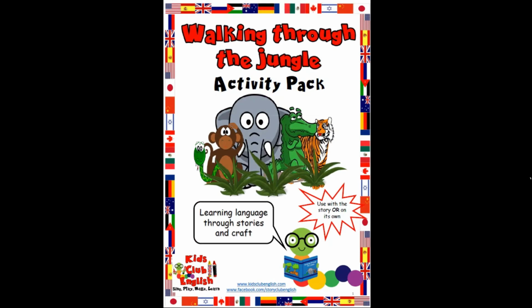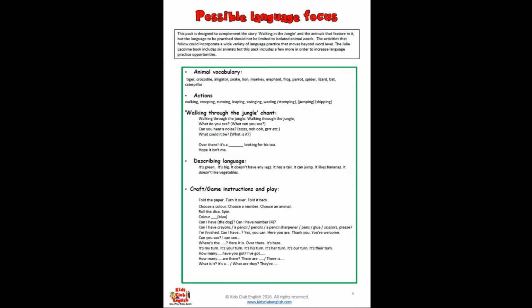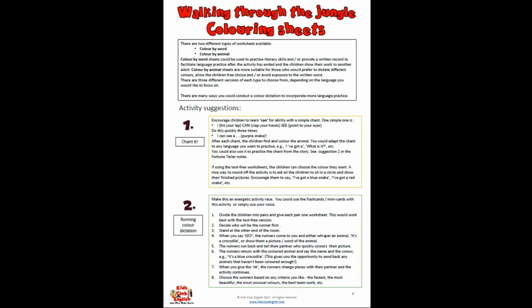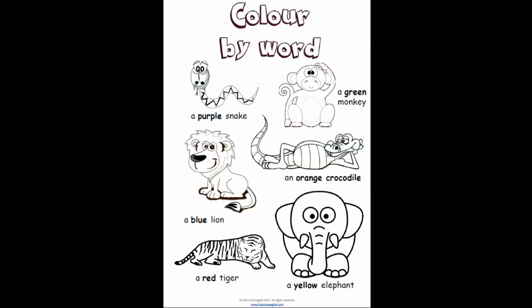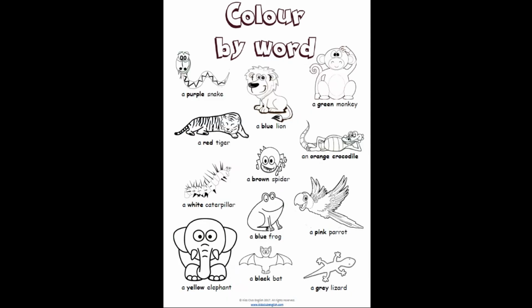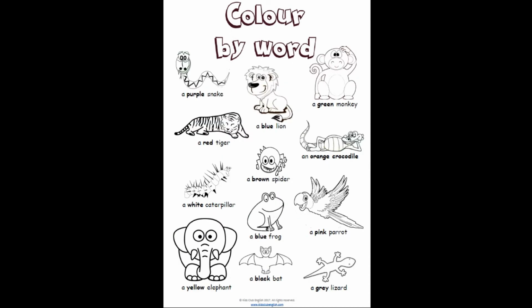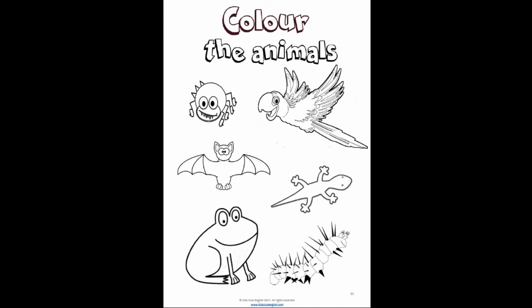Okay, so there's the cover and the contents, then the possible language focus. Then we've got colouring sheets. So here they have the word, the colour dictated for them. So if you were teaching this with kids who can't read yet, of course you need to tell them what the colour is. You've got all 12 different animals in this all together. Oh, and an insect as well, there's a caterpillar there. So you can focus on 6 at a time or all 12. Ones without the text at all, so they can colour as they wish.